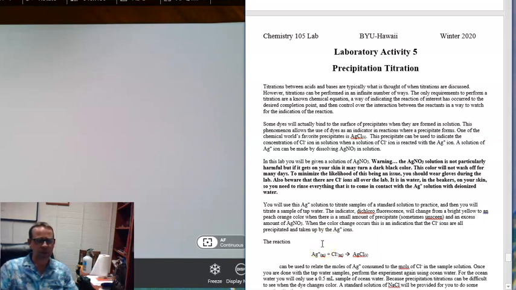Now, the indicator that we use has a certain color to it, and it will change when all of the chloride ion is pulled out of solution. So the silver ion interacts with the dye, but when the last amount of silver ion is pulled out of solution, then the color will change. Okay?